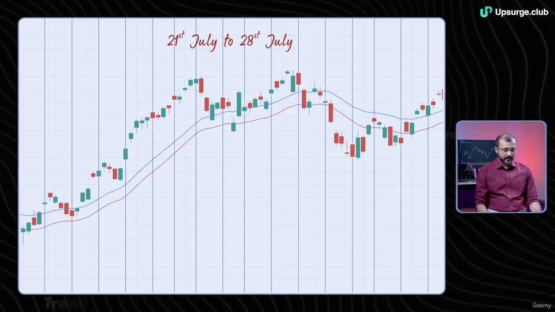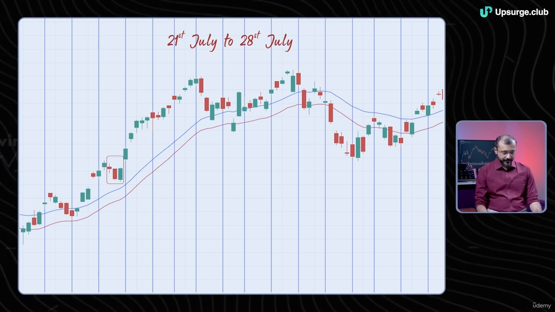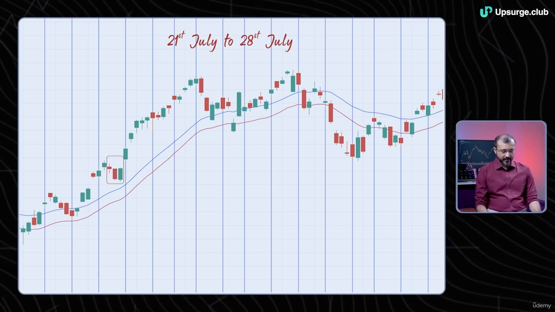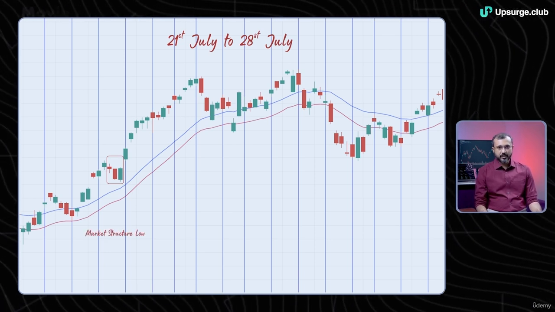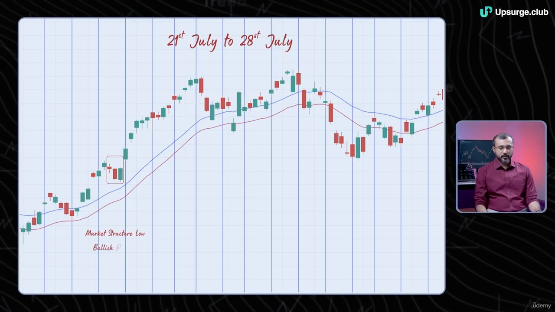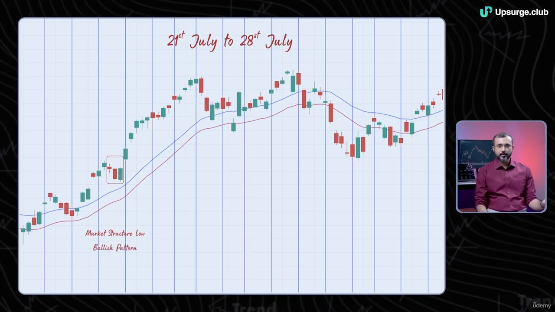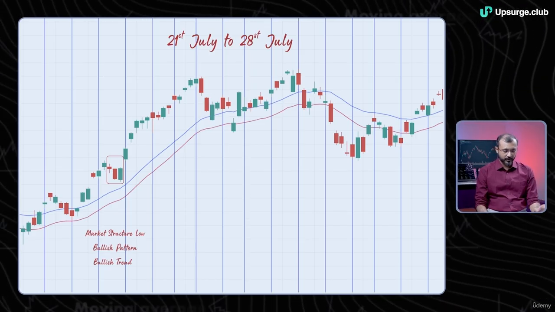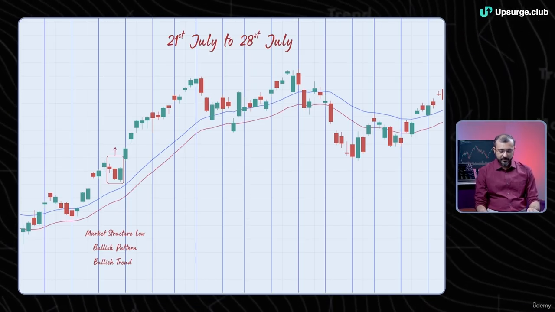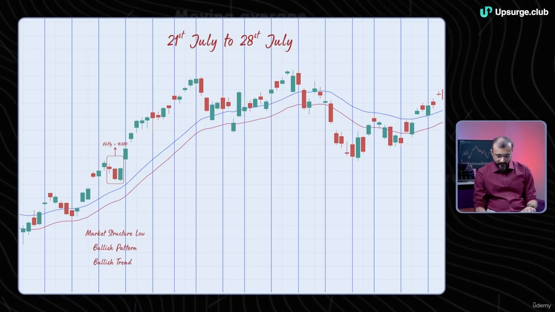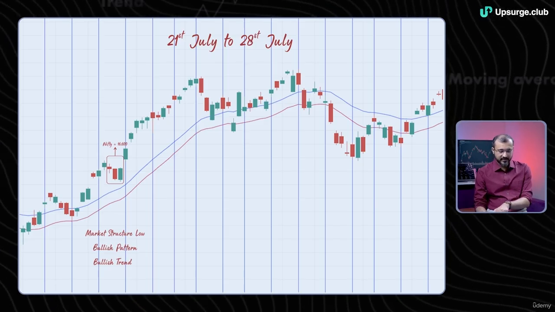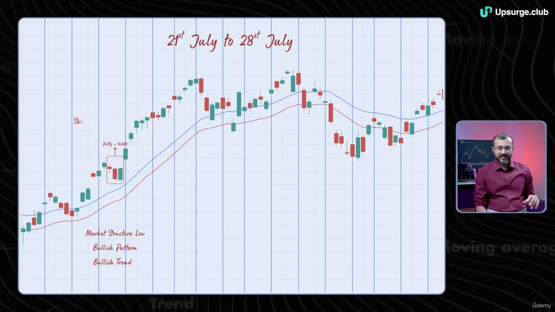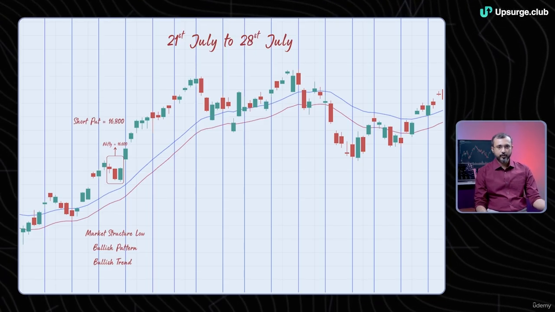The next trade is again in week 30, between 21st July to 28th July. We have a market structure low, so a bullish pattern, bullish trend. So a trending market. From the closing price, we select a 200 points in the money strike and we go short. Now if we see, Nifty was trading around 16,600 odd levels. So we select the 16,800 put and we go short.